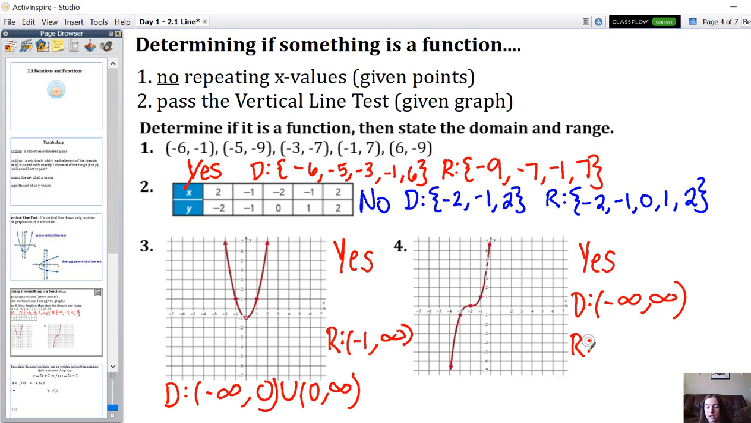The range is the lowest that the graph gets to the highest that it gets. So this arrow is pointing downward, that means we're starting at negative infinity. And then the other arrow is pointing upward, so we're going towards positive infinity. You may also see this interval written as all real numbers, this R with an extra bar in it. These two mean the same thing, so negative infinity to infinity or all real numbers. You can see both of those written and they mean the same thing.